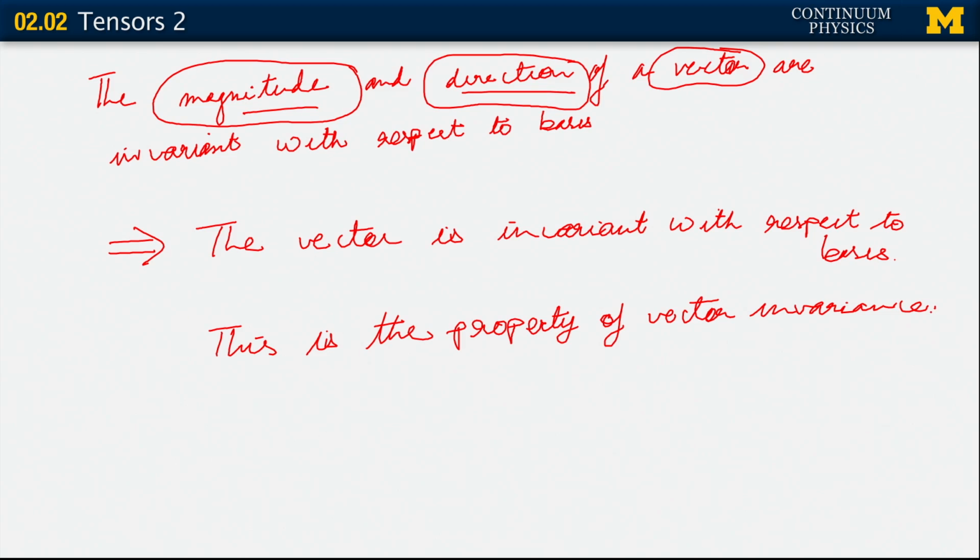It doesn't matter how we look at this vector. If we look at it with respect to this basis or a different basis, the vector is the same because, as you can see, the magnitude of the vector and the direction in which it is pointing remain the same regardless of what basis we want to express its components in. And this is essentially this property of vector invariance.